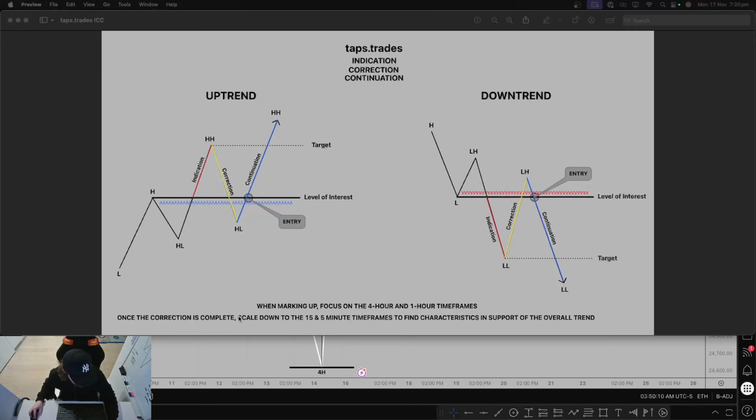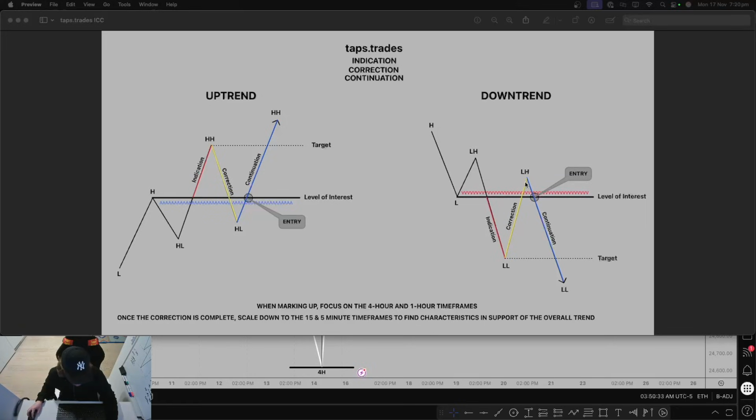This is when we then jump down or scale down to the 15-minute or the 5-minute time frame to again look for the same characteristics that support the overall trend. And the overall trend in this example is the downtrend. So we're looking for lower lows and lower highs to create further lower lows.